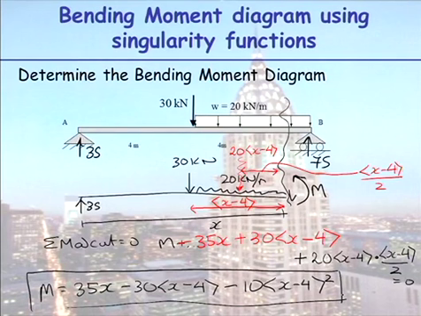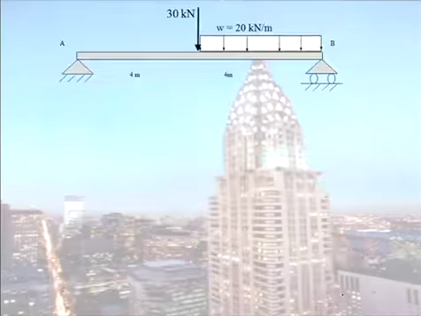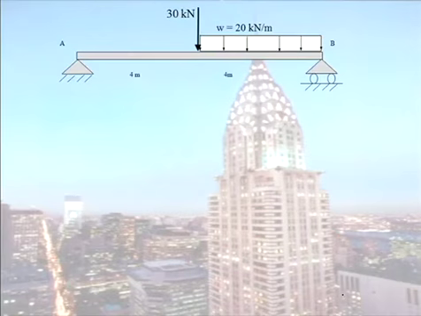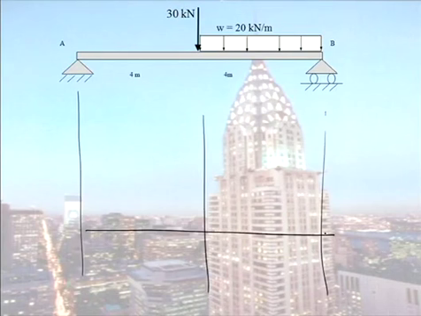Okay, so look at our expression. It's linear, it's a parabola, it's a combination of everything. So, draw your bending moment diagram shape in here. I'll write the expression.